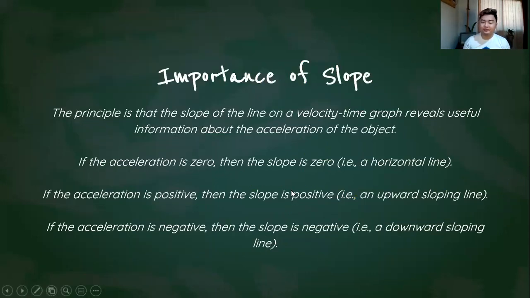Let's move on. Now, again, the importance of the slope. The slope in a velocity-time graph reveals information about the acceleration. If the acceleration is 0, then the slope will be 0, or a horizontal line. If the acceleration is positive, then the slope will be positive. If the acceleration is negative, then the slope is negative, or a downward sloping line.